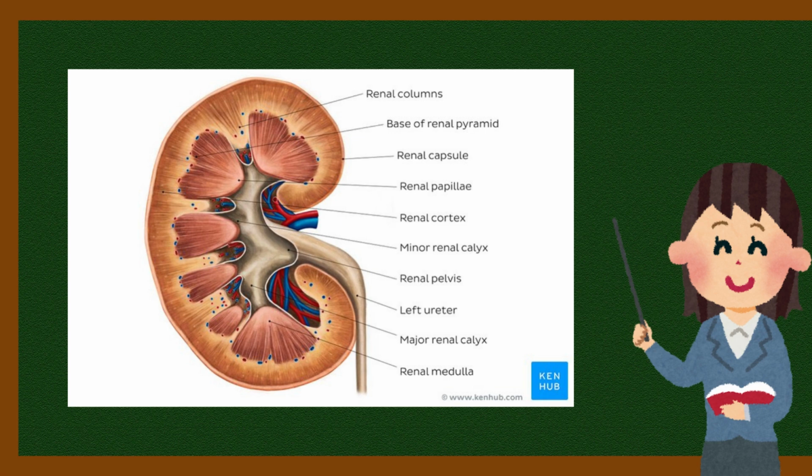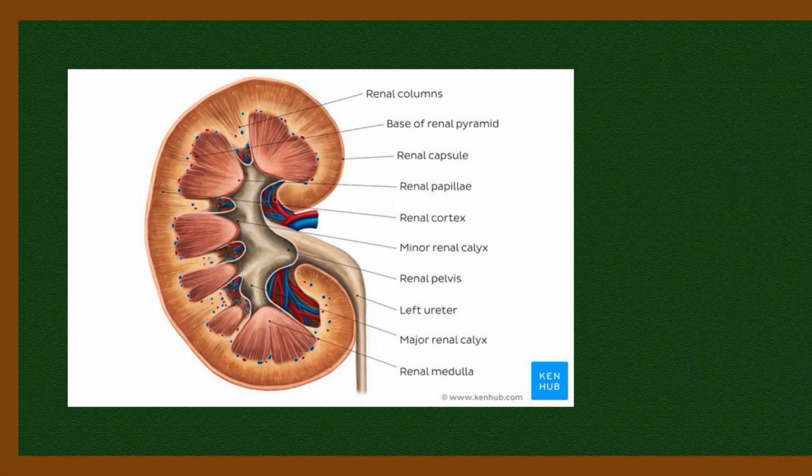Seventh, the renal pelvis is a funnel-shaped cavity that collects urine from the calyxes and leads to the ureter. Eighth, the left ureter transports urine from the kidney to the bladder. Ninth, the major renal calyx is formed by joining minor calyxes and passes urine to the renal pelvis. Tenth, the renal medulla is the inner part of the kidney that contains pyramids for urine concentration.